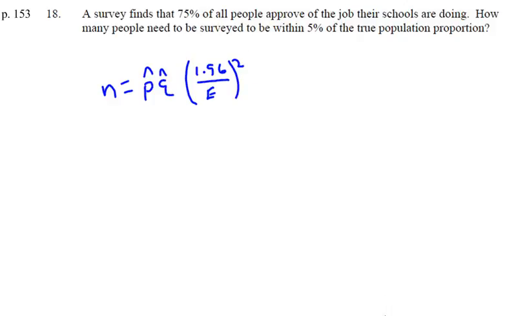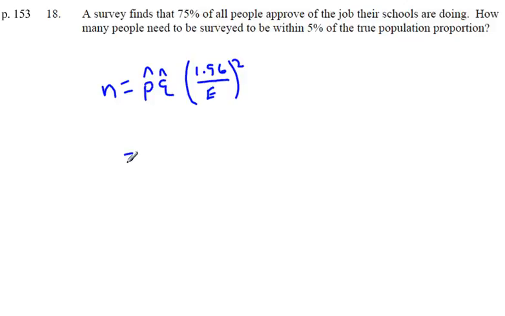And let's just talk about what some of the parts of this formula mean. N equals, that's the number of people. P hat, that's the sample proportion. That's what we've got right here, 75%. Q hat, well, if P hat is 0.75, Q hat is the percent of people who do not approve of the job their schools are doing. 1.96, that's the Z value for a 95% confidence interval. E is what you want to be within, which in this case is 5%.